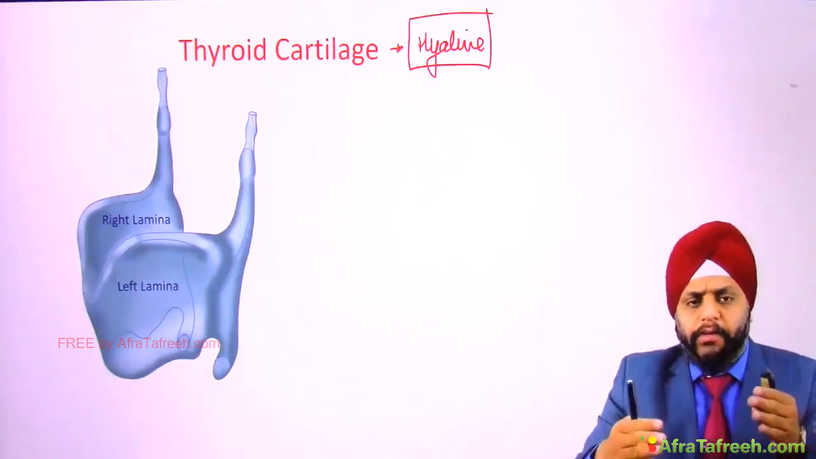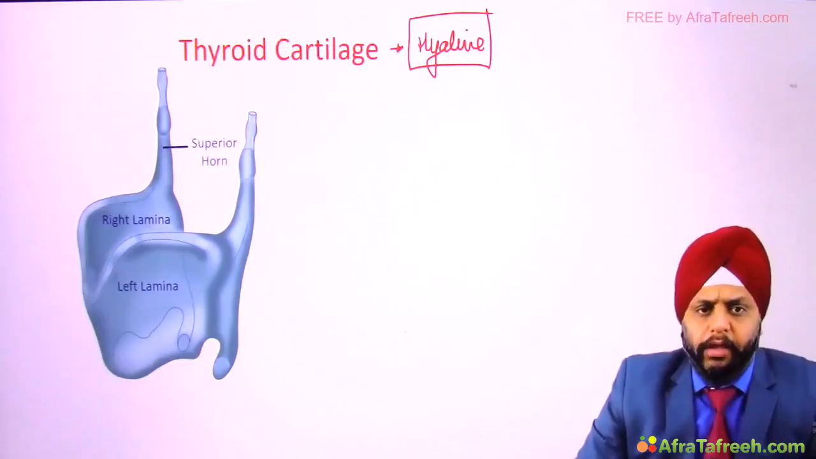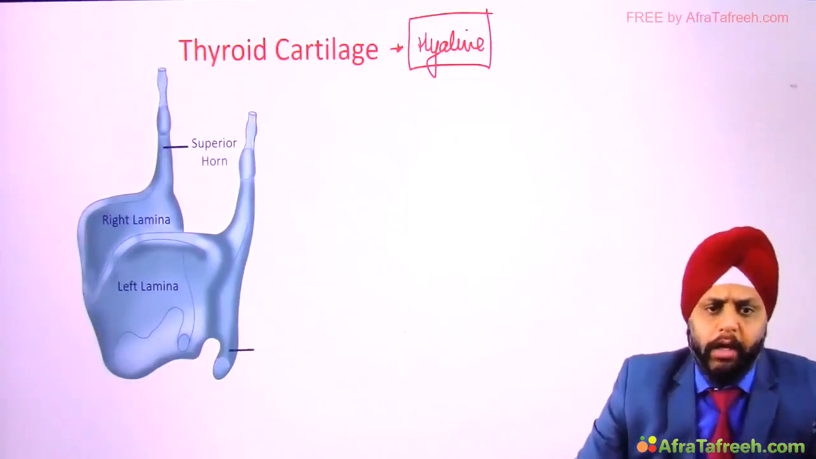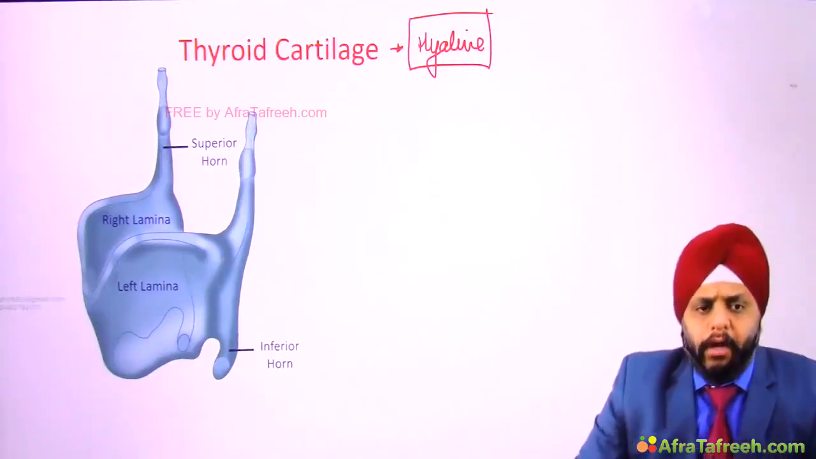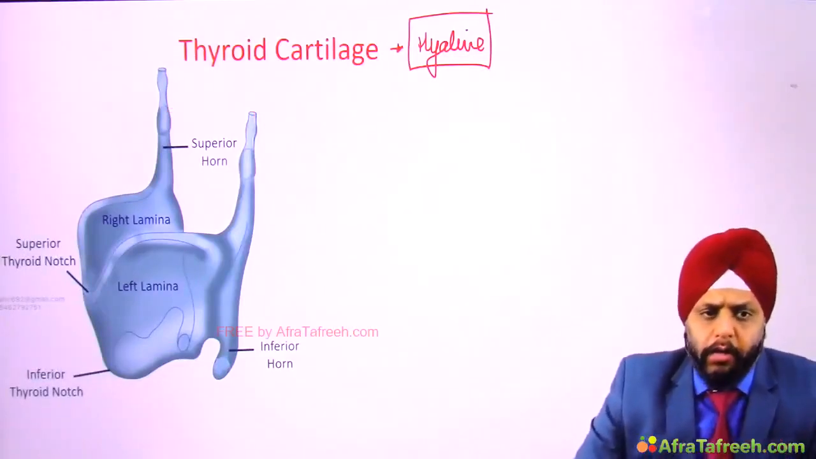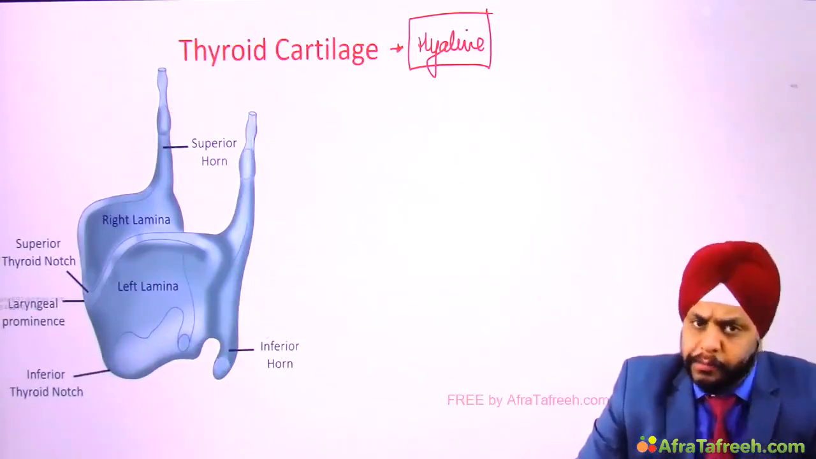There are two laminas, right and left. They meet in the center. Now each lamina, you can see over here, has a superior horn and an inferior horn, right? The two laminas are meeting in the center where they form a superior thyroid notch and inferior thyroid notch, and there is a laryngeal prominence or protuberance.